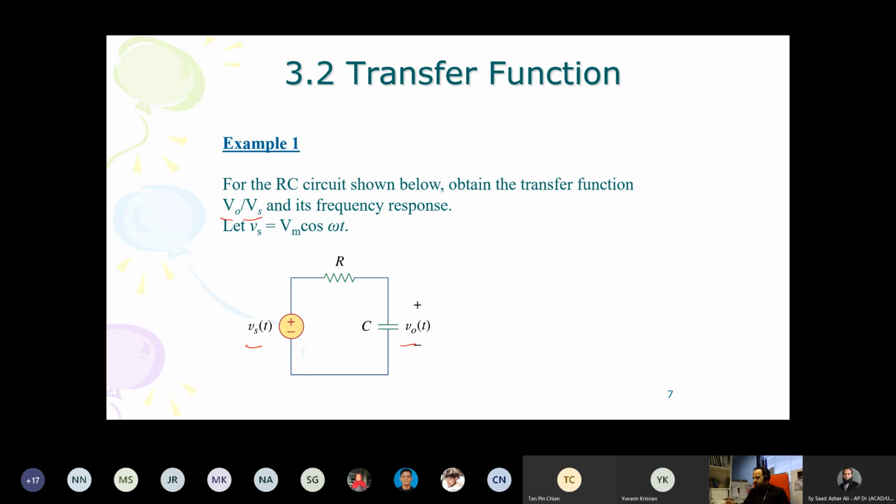All right, so we need to find the transfer function of this circuit. We're looking for VO over Vs. What should be the first step?